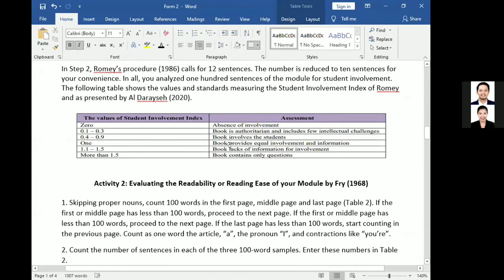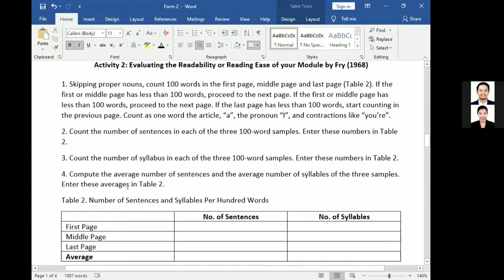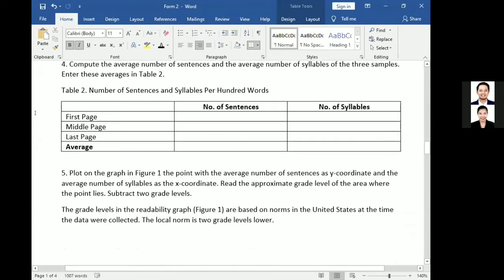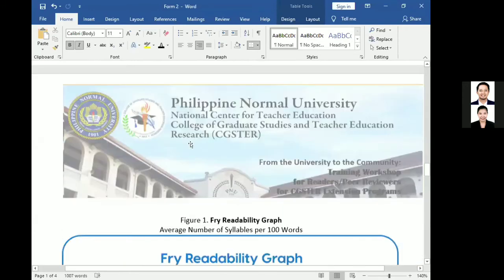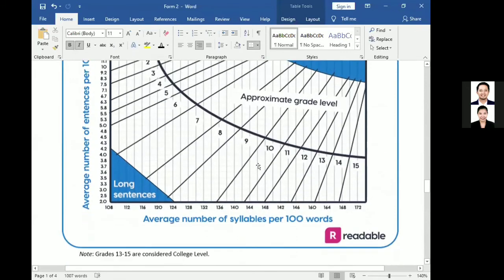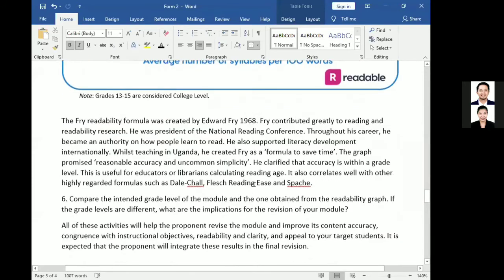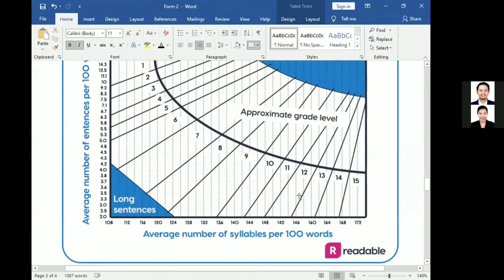You just write there. And then for activity number 2, you will evaluate the readability or reading ease of the module by Fry in 1968. So all you have to do is to follow the direction here. It's very easy. And then fill in the table and then plot it in figure number 1. Figure number 1 looks like this, and it's also there. So all you have to do is plot there. But in this case, you need to subtract 2.